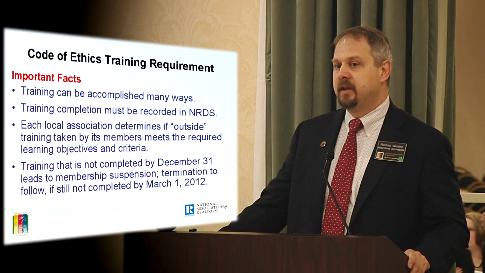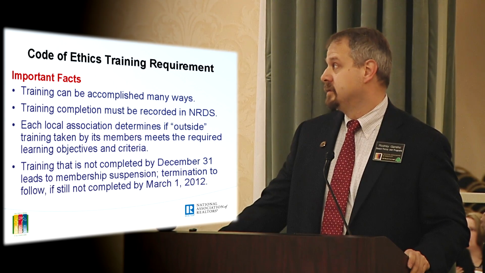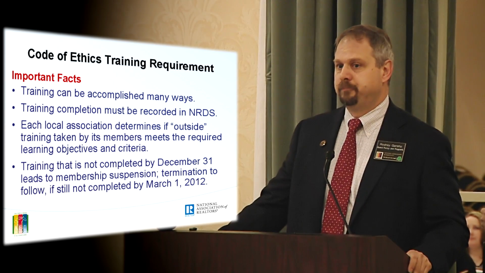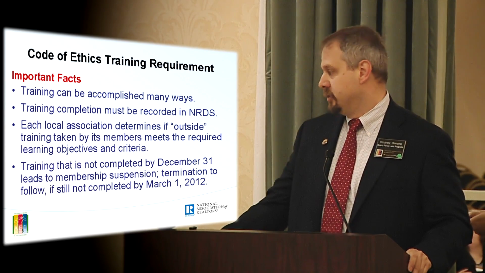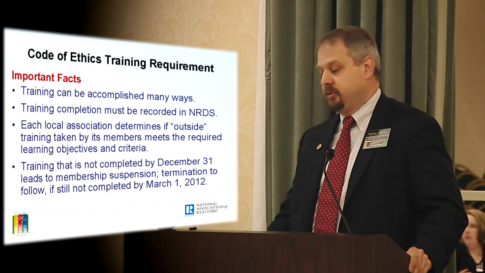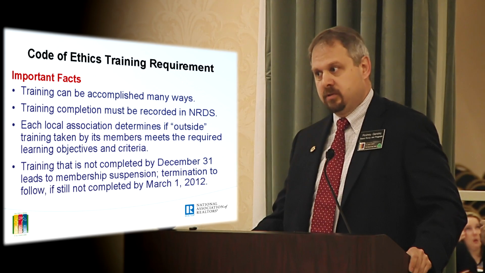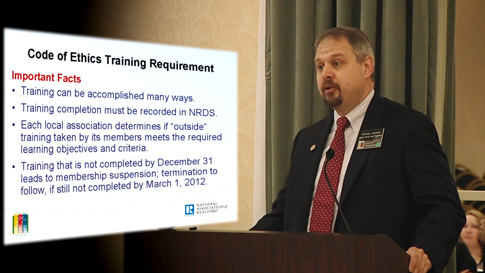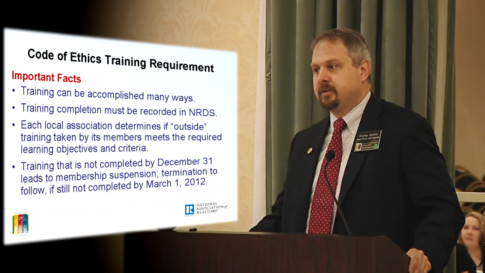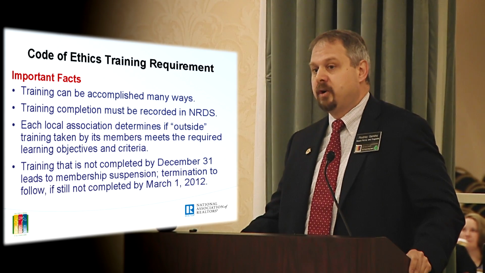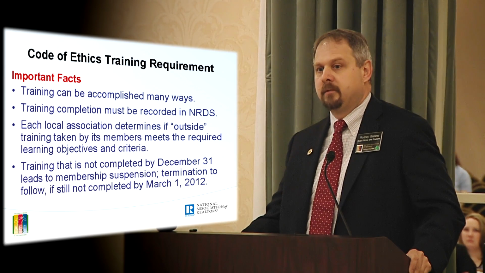What if they don't take training by the deadline? Come December 31st of this year, if a member doesn't complete their training, they are subsequently suspended. And there's a field within NRDS that Chris will tell you about on how to reflect that suspension. During that suspension, they're still realtors. They still have to pay dues. They simply have to satisfy their ethics training requirement. During that suspension, they'll still have access to Realtor.org so they can satisfy that requirement. Come March 31st or March 1st, if they still haven't satisfied their training, they are automatically terminated.